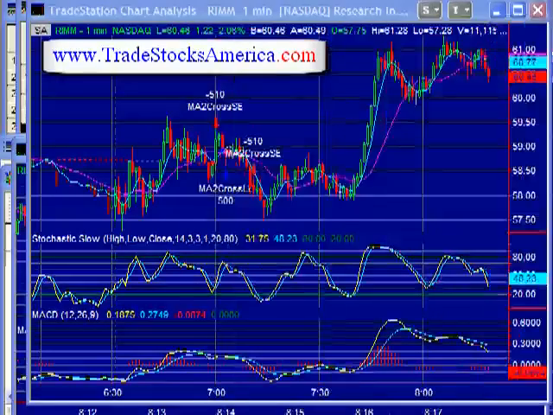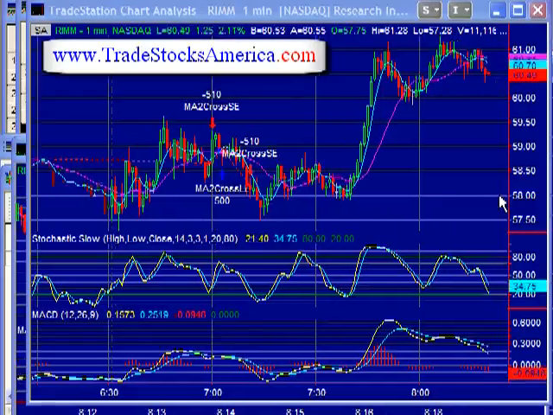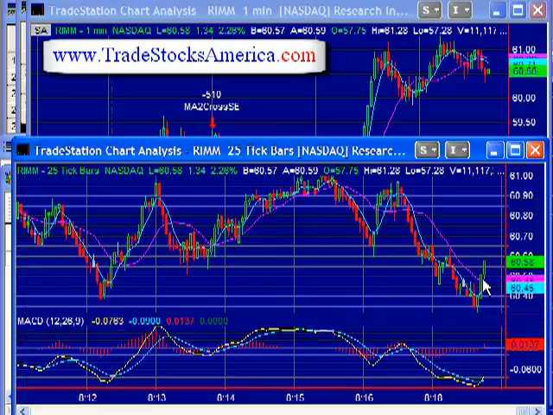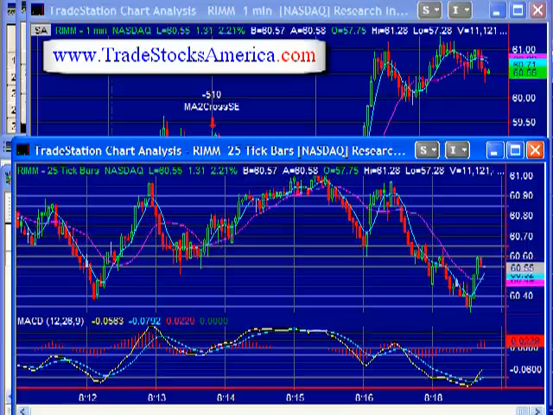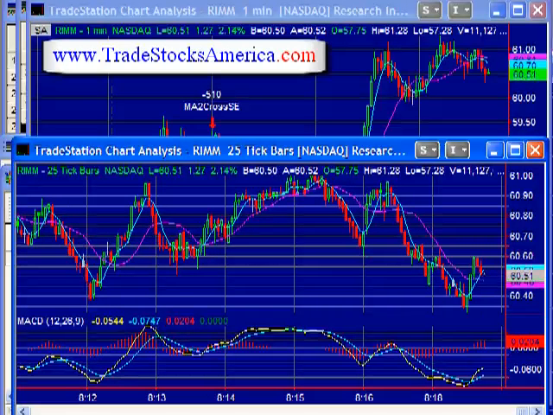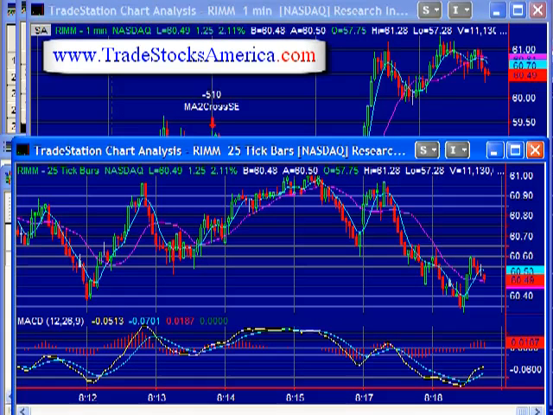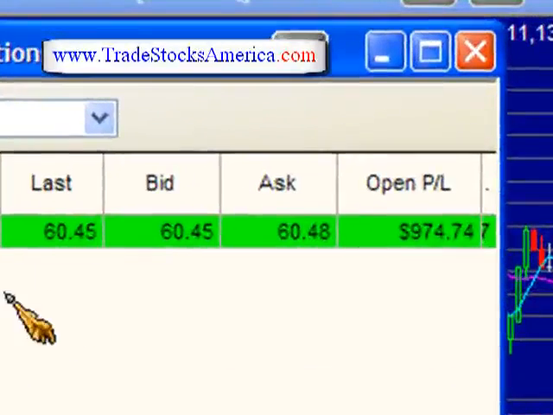So let's take a look at RIM. Starting to act weaker. RIM tells me right off that Apple, just looking at that, is a weaker stock. This is real-time charting. These are not simulated trades. So let's take a look here.